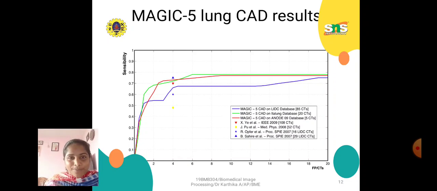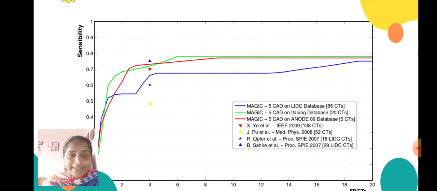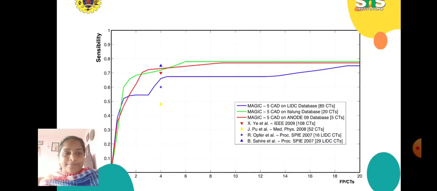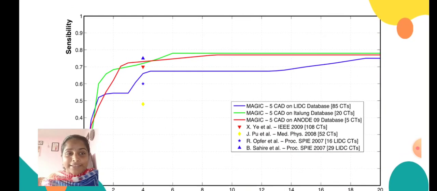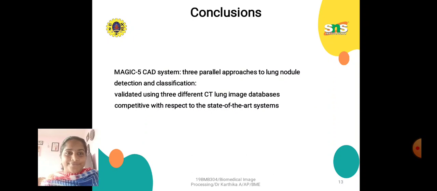Okay, next one is about the Magic 5 lung CAD results. The purple line indicates Magic 5 CAD on the LIDC database. Here we have taken samples from different databases and we get the output results based on the database. And the same for green, red. Okay, in the Magic 5 CAD system, 3 parallel approaches to lung nodule detection and classification are done. Here the data are validated using 3 different CT lung image databases. Here the competitiveness with respect to state of the art systems is defined.